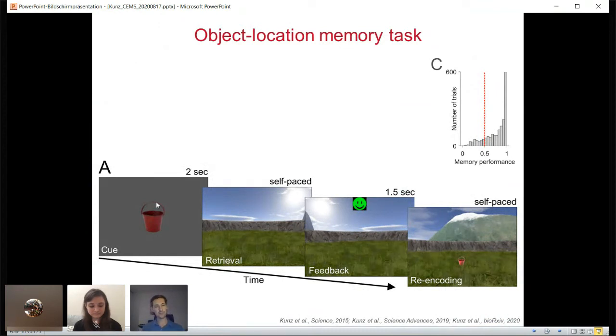In each test trial, they were cued with one of the 8 different objects. They then tried to remember and navigate towards the associated object location. They received feedback depending on response accuracy and then re-encoded by collecting the object from its correct position.